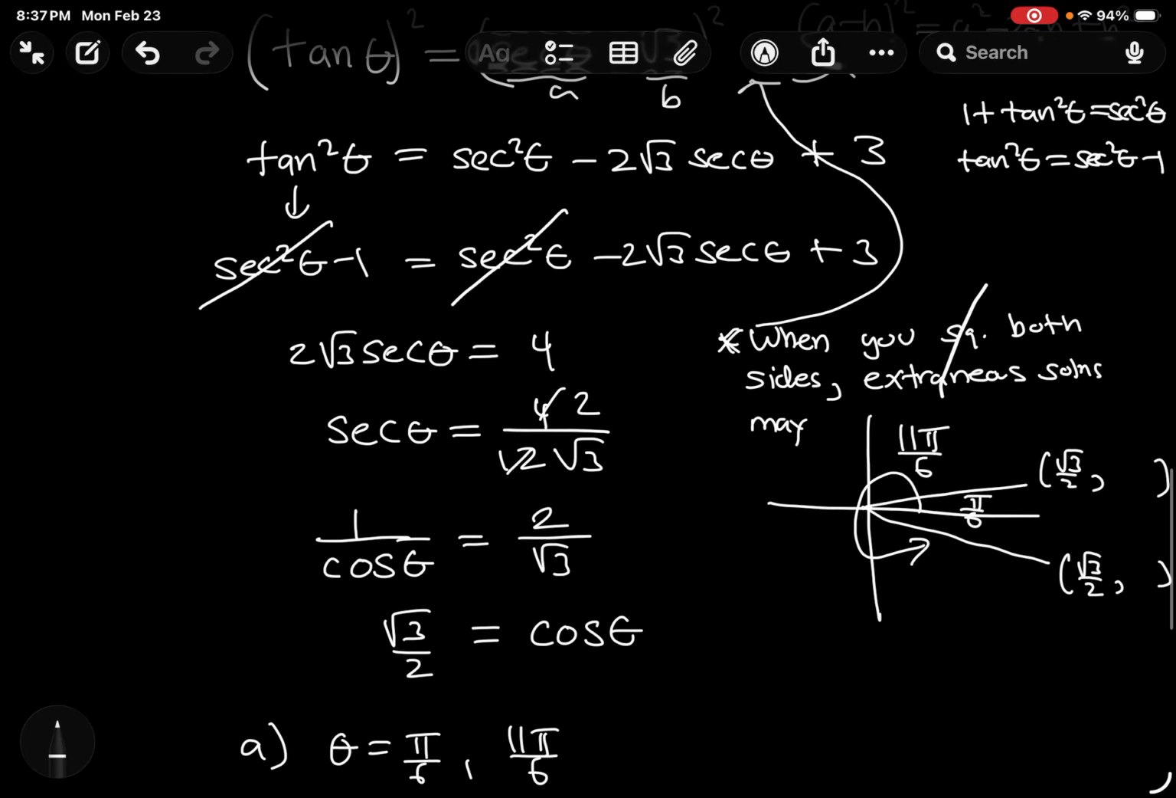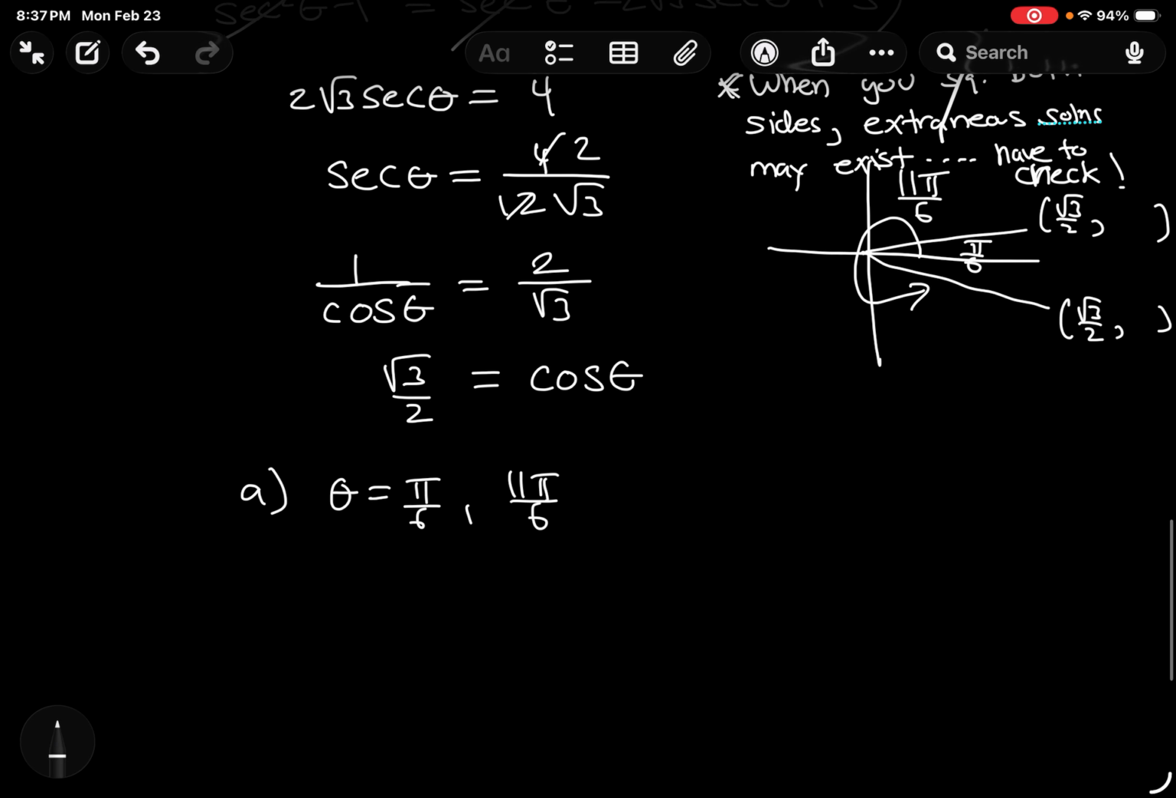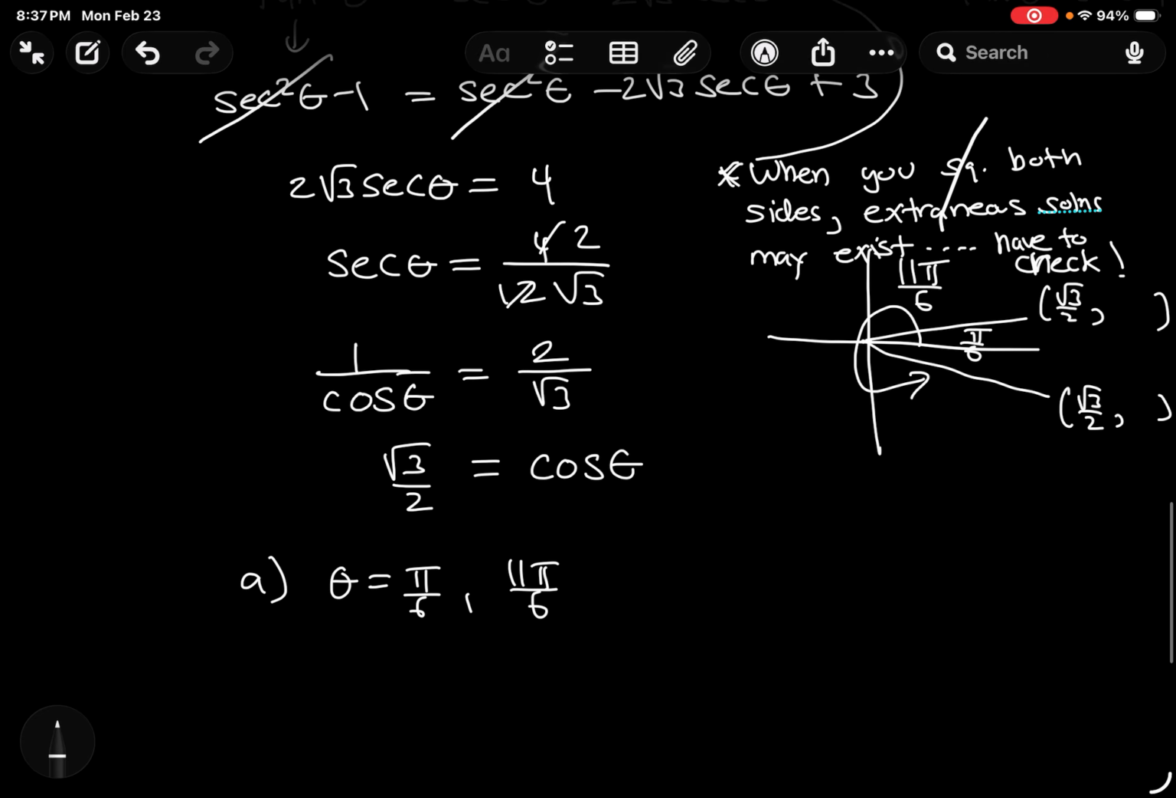Now, there's a mathematical reason why this is true, but I'm not going to go into it in this video. So basically it means you have to check your solutions. What do I mean by check? Well, you need to plug these values, pi over 6 and 11 pi over 6, back into the original. Let me show you all the work on the checking.